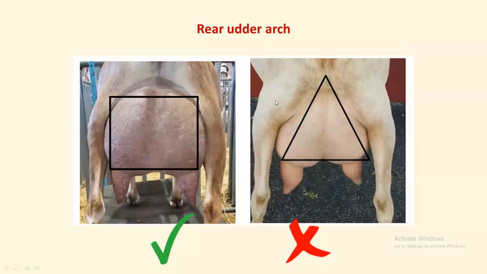See the rear udder arch from the back side. The first one is wide and has curving. The second one forms a steep arch, which is not at all recommended.